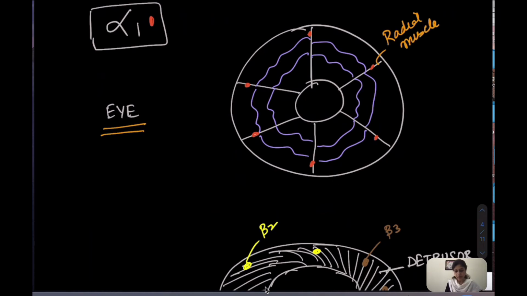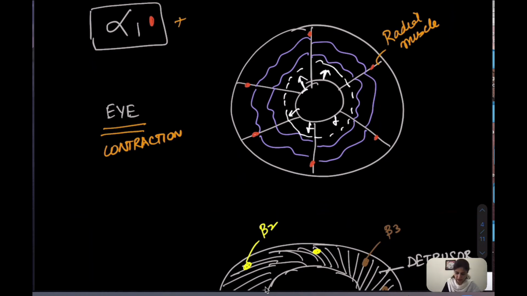When these receptors are stimulated, they cause contraction of the radial muscles. And when they contract like this, this is the pupil in the center, and the muscles are pulling from here. When they contract, the size of this circle is going to be bigger. So when this contracts, this circle is going to increase in size.